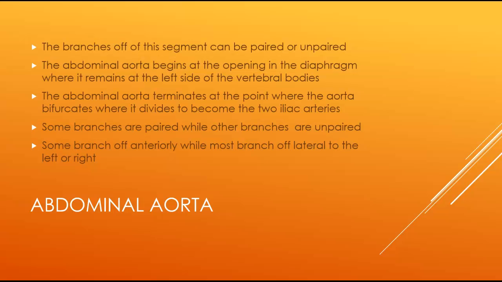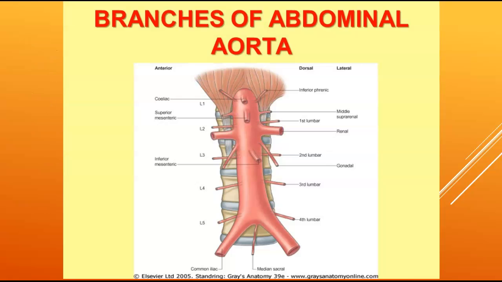We think of the abdominal aorta's boundary starting at the opening in the diaphragm. So as the aorta travels through the hiatus of the diaphragm, above the diaphragm is considered the descending or thoracic aorta. Below the diaphragm is considered to be the abdominal aorta. And it remains still on the left side of the vertebral bodies. And then it terminates where the aorta bifurcates or divides to become the two iliac arteries, and this is approximately at the umbilicus. And as I said, some of the branches off of this abdominal aorta are paired and some are unpaired. Some branch off anteriorly, but most branch off laterally, either left or right.